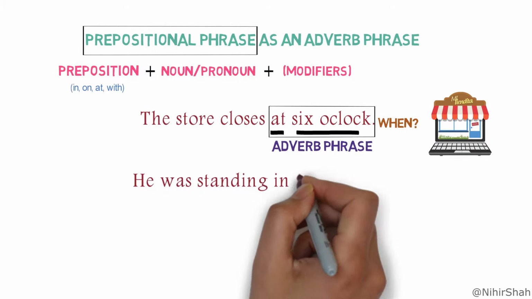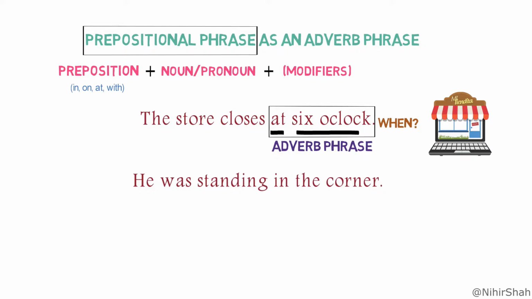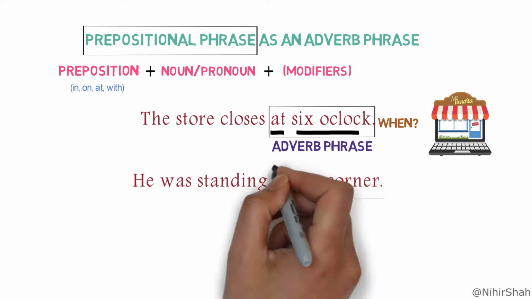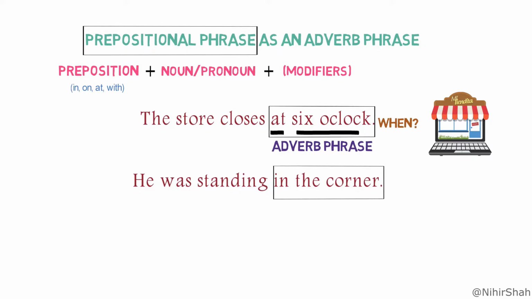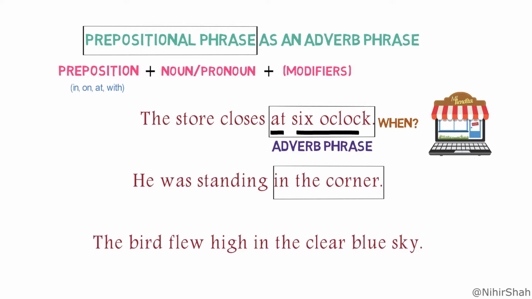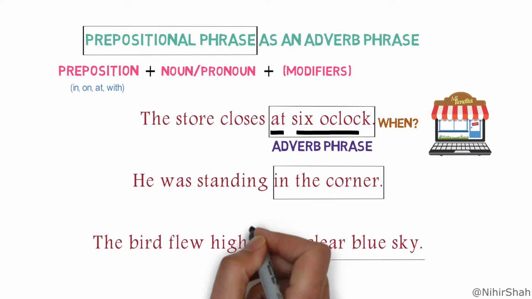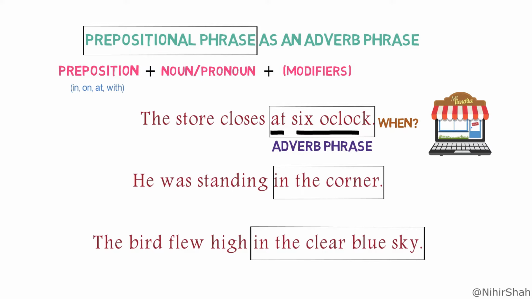He was standing in the corner. Here, the prepositional phrase in the corner is acting as an adverb. So, it's an adverb phrase. The bird flew high in the clear blue sky. Here, the prepositional phrase in the clear blue sky is acting as an adverb phrase.